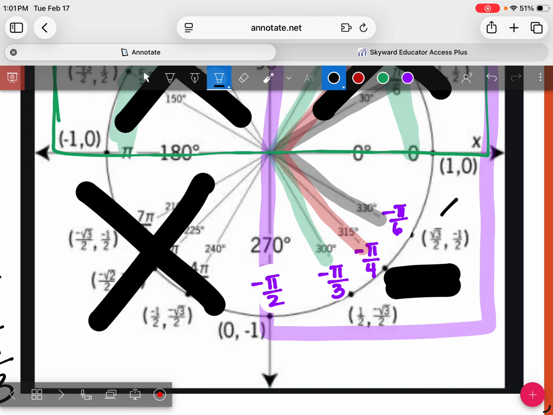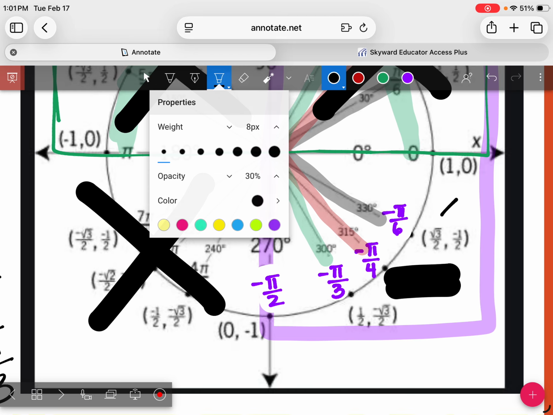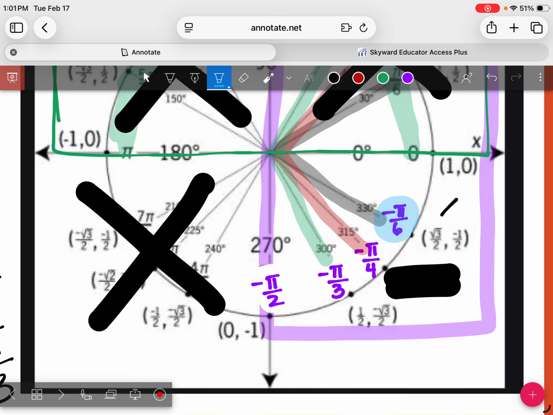So which one do you want to test? Pick one that you want to test. Do you want to test the negative pi over 6 or negative pi over 3? Raise your hand if you want to do negative pi over 6. Who wants to do negative pi over 3? All right, let's do negative pi over 3.